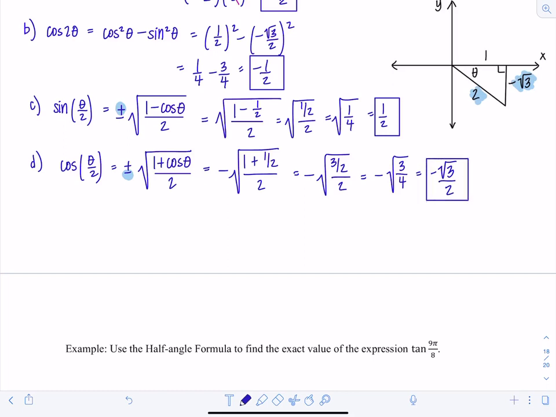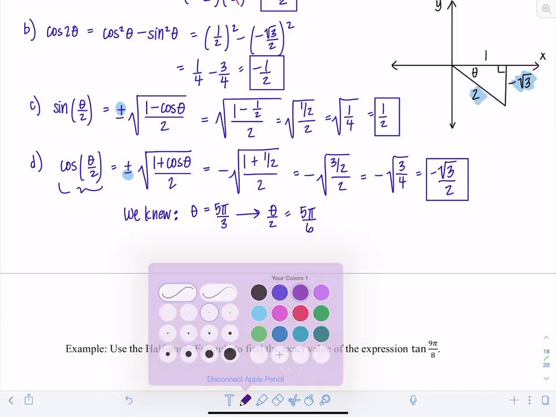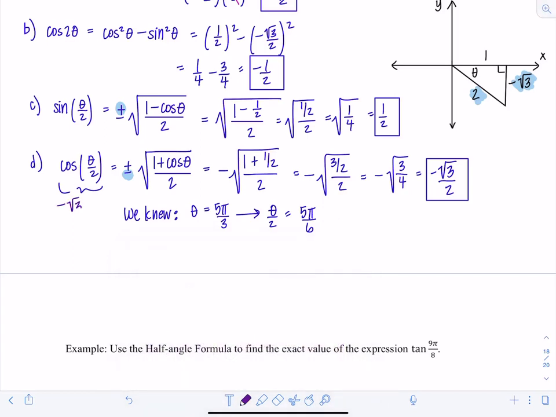Does this make sense? Remember, we knew for this problem, okay, this was a special kind of fluke problem, that theta was 5 pi over 3, which means that theta over 2 would be half of that, which is 5 pi over 6. Do we know what cosine of 5 pi over 6 is? I mean, you should. It's negative rad 3 over 2, right? So you can make sure that you applied the formula correctly for this example, but typically it's going to be for angles that you wouldn't be able to just directly evaluate. All right.